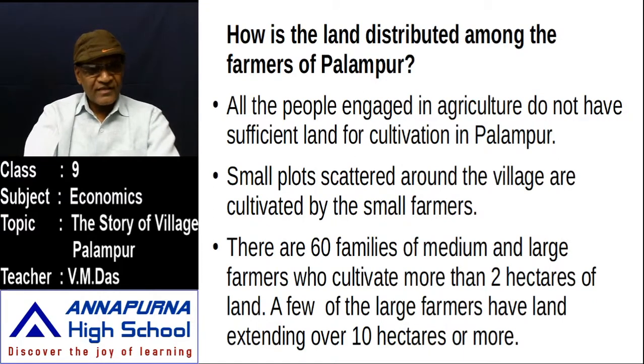All the people engaged in agriculture do not have sufficient land for cultivation in Palampur. There are nearly 60 to 150 families in the village of Palampur who don't have their own lands. Most of them belong to Dalits. That's why they don't have their own lands, so they work on others' lands.